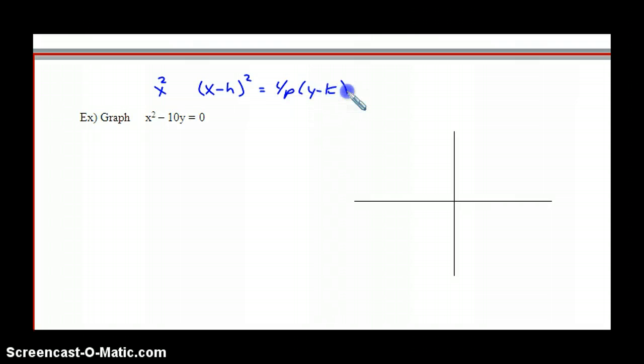Okay, and this form, when the x value is being squared, tells me that it's either going to open up or down. And that's important again to keep in mind. So I need to make this look like that. In other words, the x squared term is all by itself, and everything else gets moved over to the other side of the problem. So doing that, keeping the x squared by itself, we're going to get rid of the 10y by adding it.